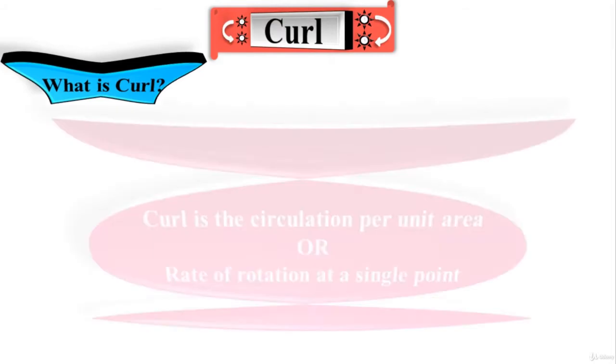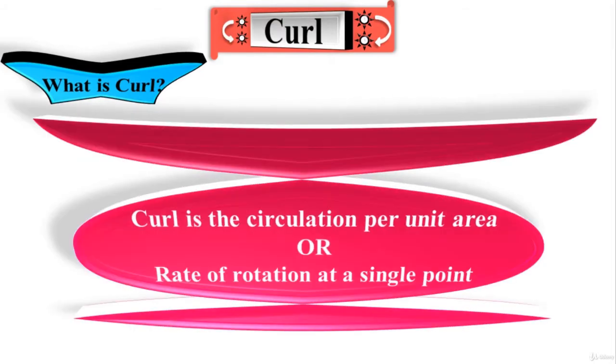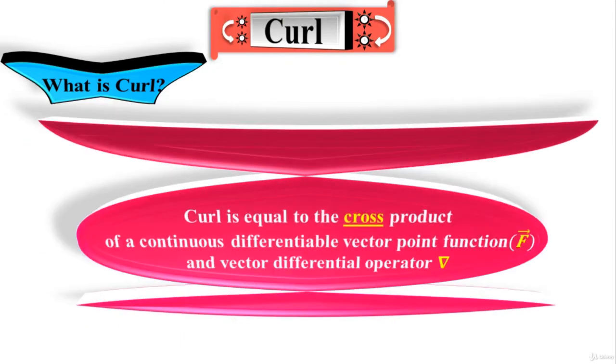Curl. What is curl? Curl is the circulation per unit area or rate of rotation at a single point. This is one of the basic definitions of curl, and we can also define curl mathematically in such a way that curl is equal to the cross product of a continuous differential vector point function f and the vector differential operator.